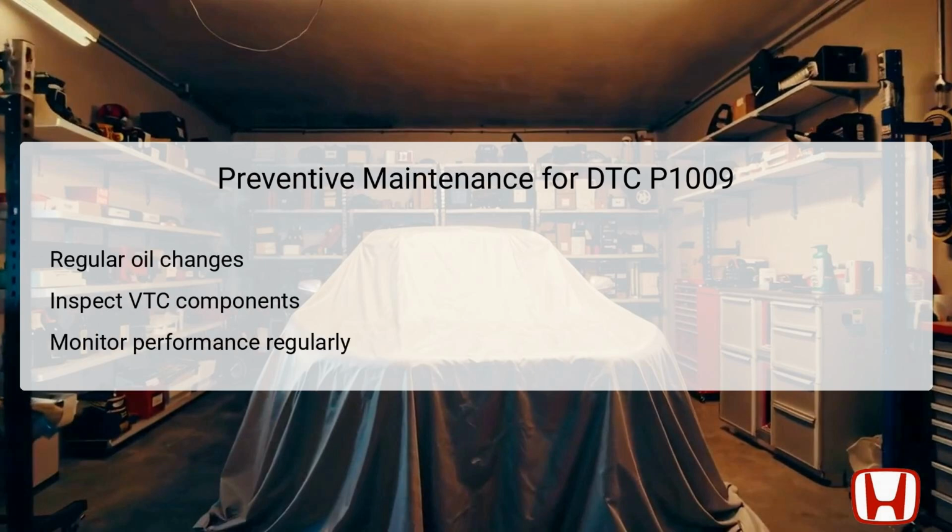To prevent a recurrence of DTC P1009 and ensure the long-term health of the VTC system, implementing preventive maintenance is key. Regular oil changes are essential for the VTC system, as clean oil facilitates effective lubrication and operation of the solenoid valve and actuator, preventing wear and tear. Furthermore, routine inspections of VTC components help catch any potential issues before they escalate, maintaining functionality.